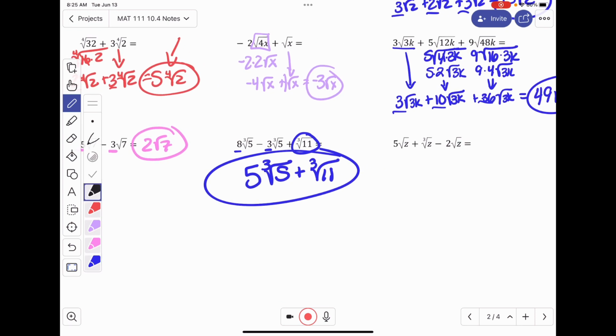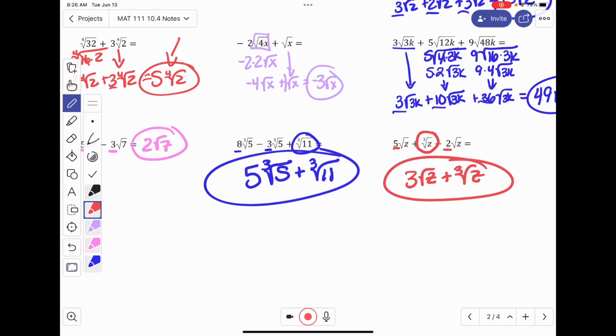All right, this last one here. We can't combine this because it's a cubed root where the other ones are squared. So I'm going to do 5 minus 2 is 3. And then just leave that cubed root z separate. And that's as far as we can go.